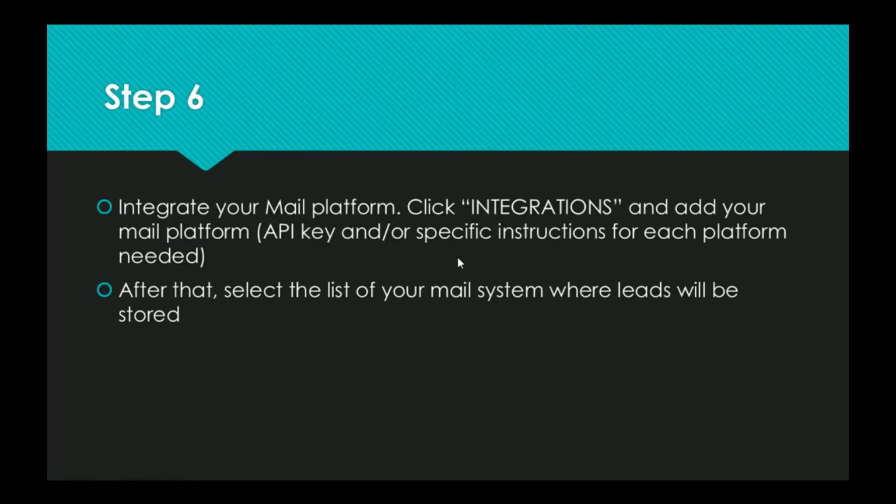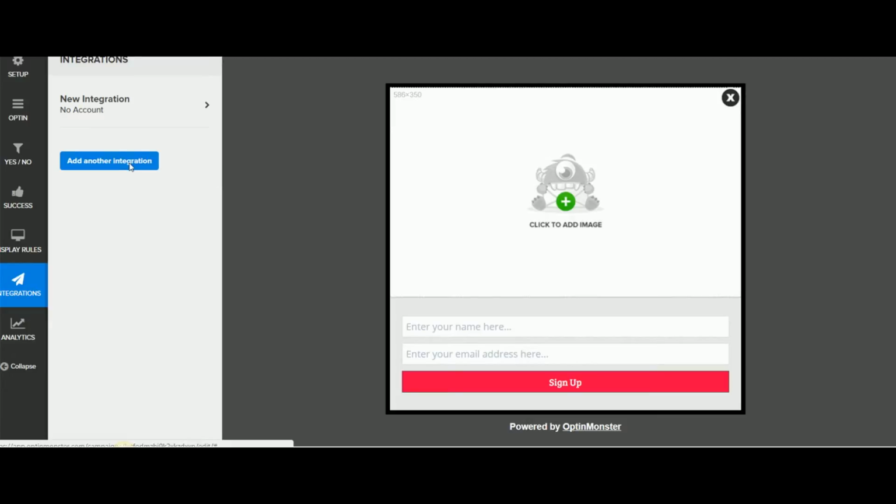Okay, so step 6, you're going to integrate your mail platform. You're going to click integrations and then add the mail platform. You're going to have to insert your API key so that the emailing software and opt-in monster can speak to each other and pass information. After that, you're going to select the mailing list that you want these contacts to be submitted into. And then in your email software, you can set up how you want the system to respond when someone's actually added to that list. We're going to hit add another integration.